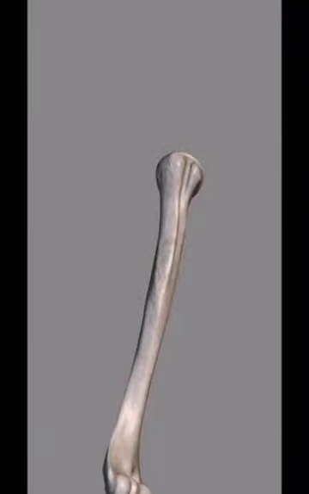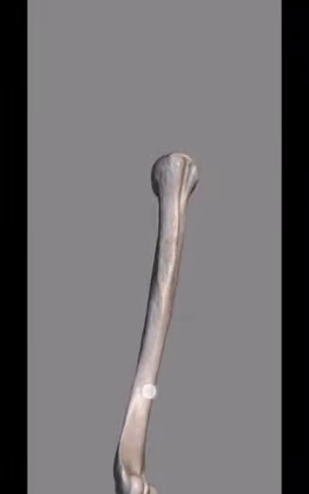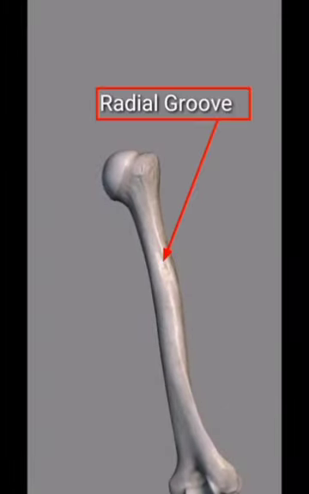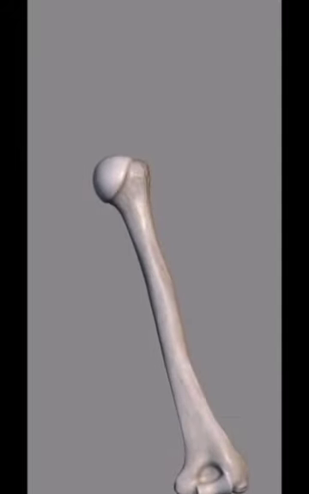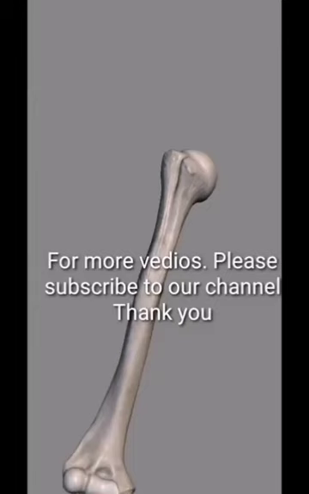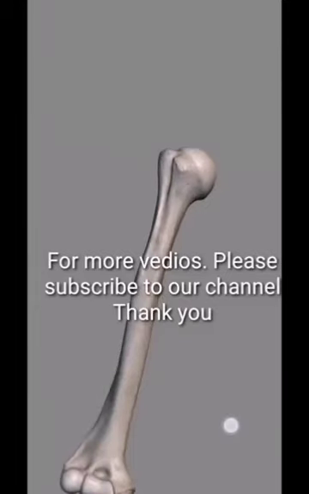Now let's come to the posterior view of the humerus bone. This is the radial groove. In the radial groove, the radial nerve runs. This is the olecranon fossa. That's all about the osteology of the humerus bone. I will discuss the muscles, nerves, and arteries related to it in other videos.